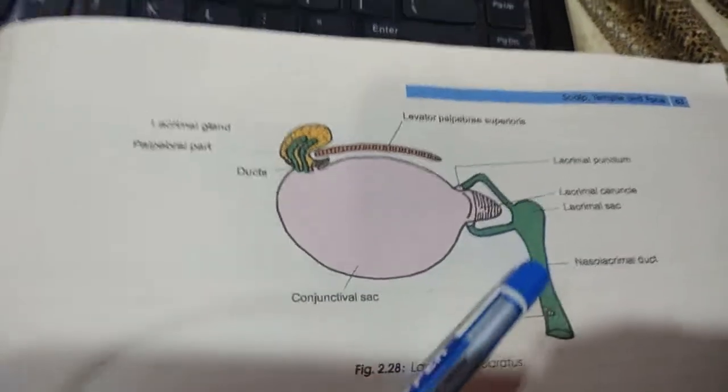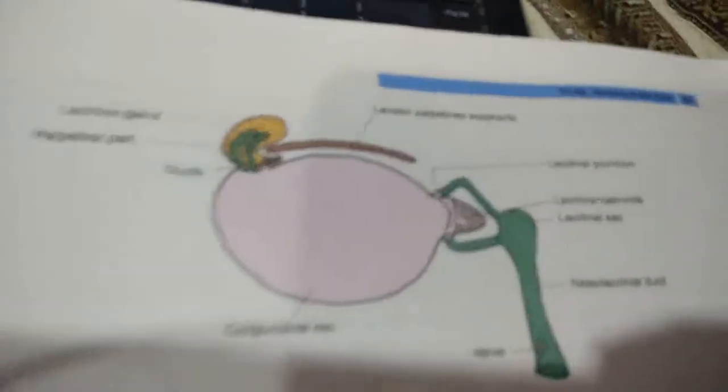To the lacrimal canaliculi onto the nasolacrimal duct. Next is the conjunctival sac. Firstly, about the conjunctiva, we have to go through the features of the conjunctival sac. So which are the features of the conjunctival sac?